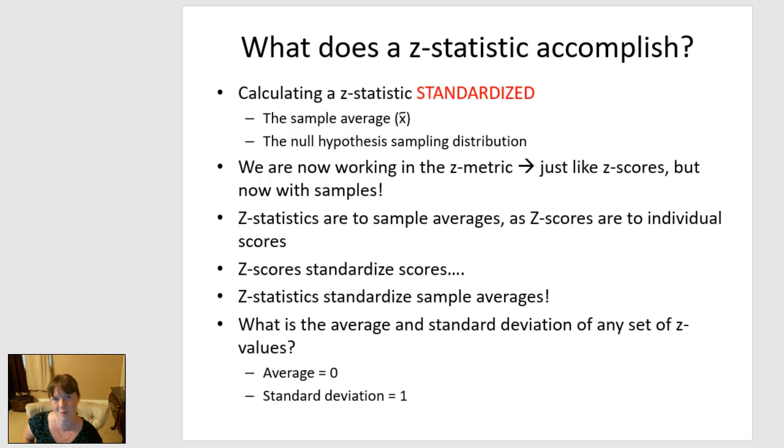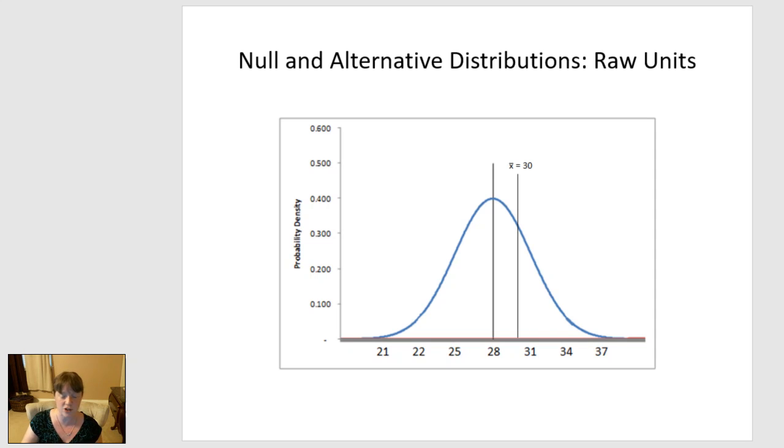And what do we know about the average of any set of z's? Well, the average will be 0. And the standard deviation of a bunch of z's is always what? That's right, it's 1. And so no matter what your variable, no matter what your research question, your null hypothesis sampling distribution, once you've calculated the z statistic, becomes a standardized null hypothesis sampling distribution. It becomes the standard normal distribution.